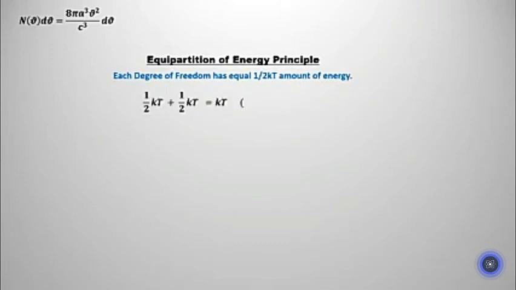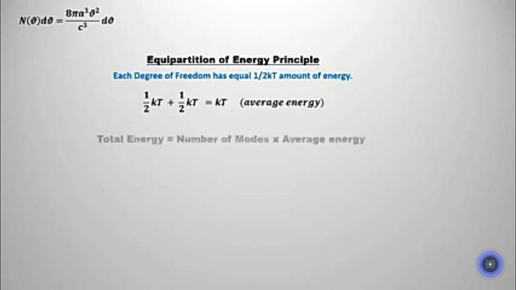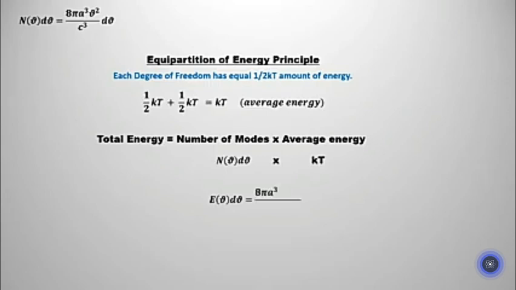For that, Rayleigh's law took the help of the equipartition of energy principle. This principle simply says each degree of freedom has the same energy, 1 by 2 kT. If the system has kinetic and potential both energy, then the average energy corresponding to each mode will be kT. The total energy corresponding to the number of modes in the frequency range d nu will be 8 pi cube nu square kT by c cube into d nu.